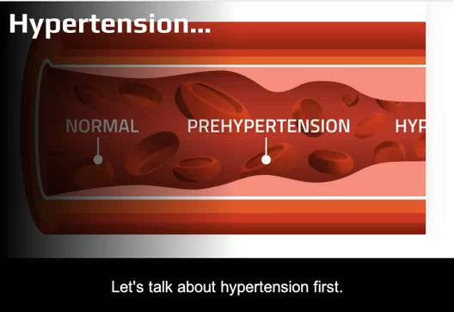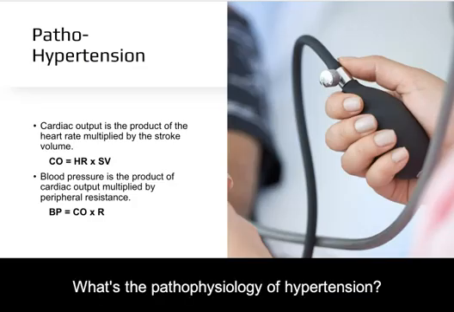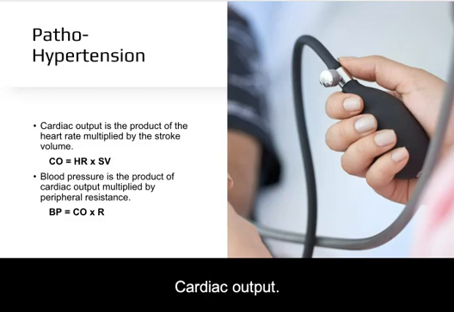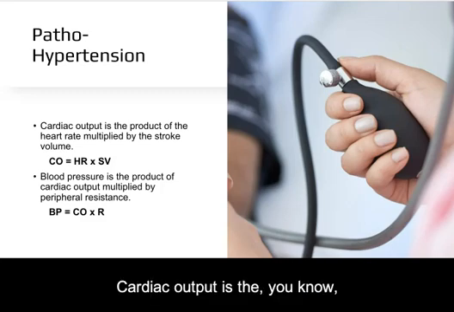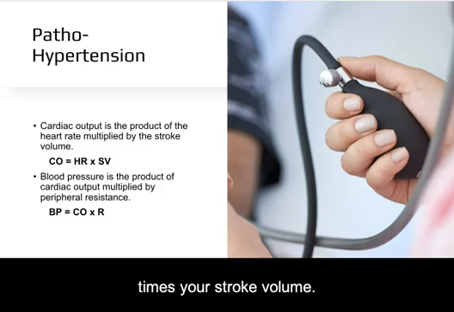Let's talk about hypertension first. What's the pathophysiology of hypertension? First of all, some important terms: cardiac output. What is cardiac output? We mentioned this in the previous lecture as well. Cardiac output is your heart rate times your stroke volume.